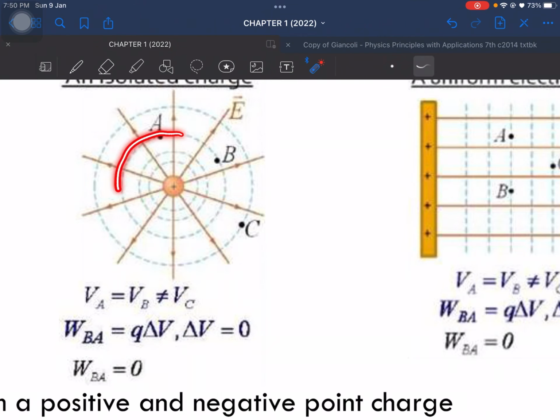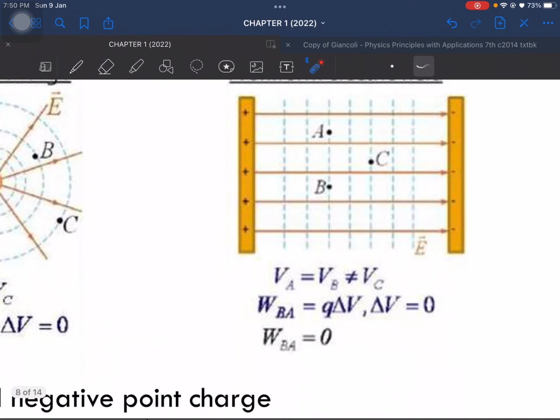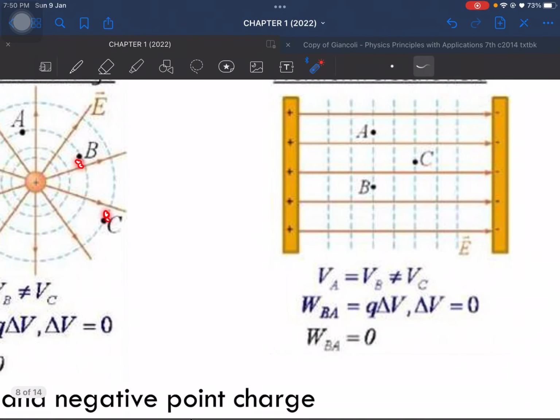So if you are looking at these equipotential lines, and you are looking for the work done for a charge moving from point A to point B, it will be equal to 0. Why? Because the electric potential difference is equal to 0. However, if you are looking at point B to C here, the work done is not equal to 0.